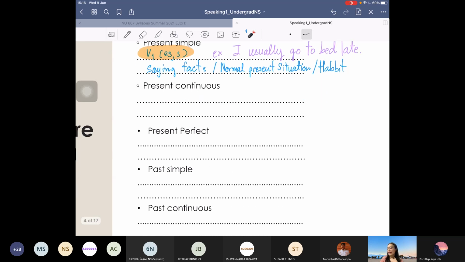Okay, so next is present continuous. What kind of activity do we use this kind of sentence for? The answer is that we normally use this sentence when we are talking about events that happen right now, or at that moment, or during that period of time.